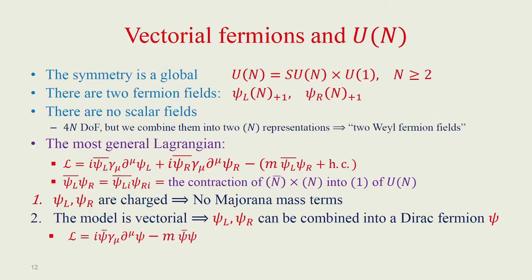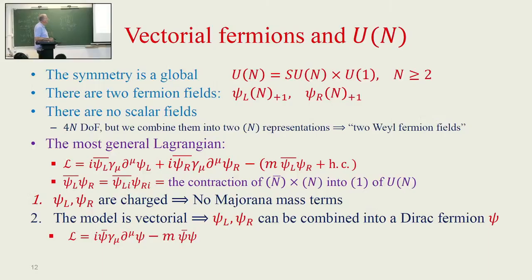So let's impose the symmetry UN, which has a non-abelian component, SUN. It's the same as SUN times U1, non-abelian times abelian, with n larger or equal to 2. And I assign a single left-handed fermion into the fundamental representation, the representation of size n under the SUN, and carry charge +1 under the U1, and similarly for psi right. And no scalar fields. So this is the most general Lagrangian.